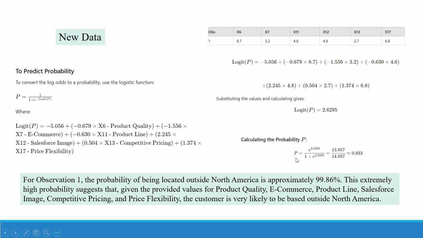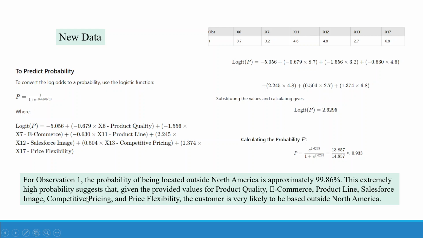So we got the probability P is equal to e raised to logit P over 1 plus e raised to logit P. So we have solved. This is a sigmoid function from where we started. So we got the probability is 0.933. What does it mean? For observation 1, the probability of being located outside North America is approximately 99.86%. So this is a high probability. It means that it is contributing towards 1.